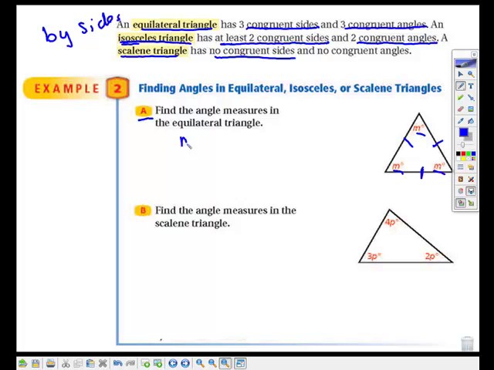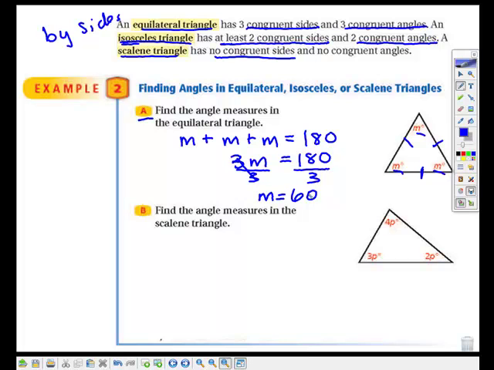Well, if all the angles are the same, that means the measure of angle m plus the measure of angle m plus the measure of angle m, all three have to add up to be 180. If you add up m plus m plus m, that'll add up to 3m equals 180, and if we divide this by 3, we'll get m by itself, and m ends up being a 60-degree angle. So now we know that each one of the m's is a 60-degree angle, that's a 60-degree angle, and this is a 60-degree angle. So the size of the missing angles was 60.